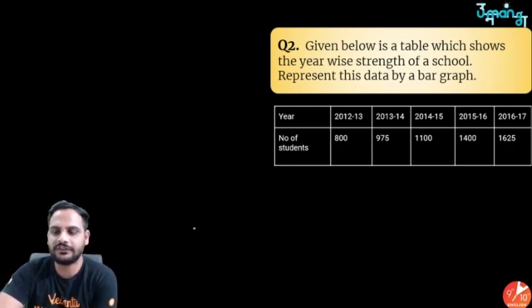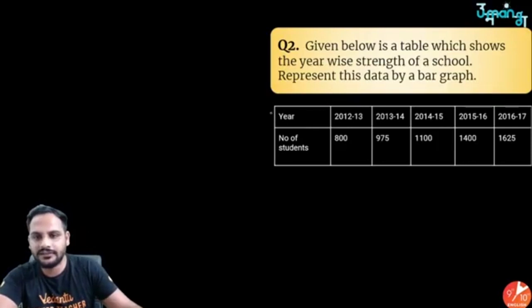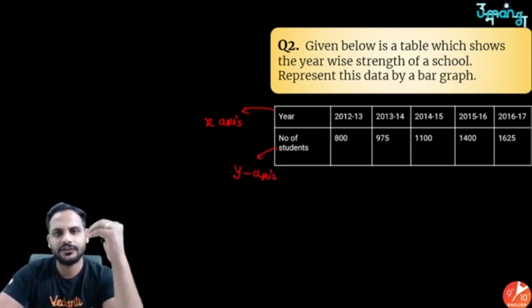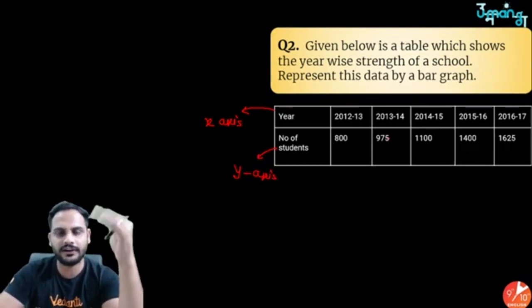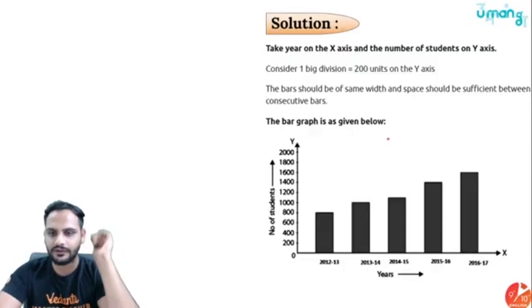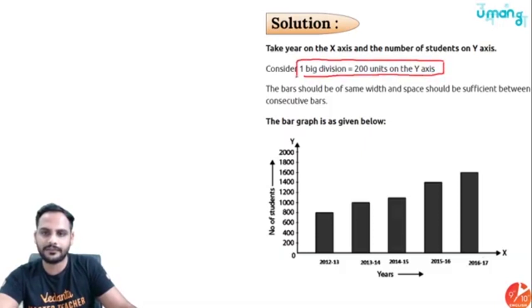Given below is a table which shows the year-wise strength of a school. Represent this data by a bar graph. If you want to represent this data by a bar graph, remember these years are going to be on the x-axis and the number of students will be on the y-axis, because this is the frequency. Now you can see the number of students is 800, 975, like this. So I can take it like 100, 200, 300, 400, or you can take 200, 400, 600, 800, whatever you feel like. Suppose I have taken the gap of 200. So the scale on the y-axis is 200 per centimeter. So one big division on the y-axis is 200 units.